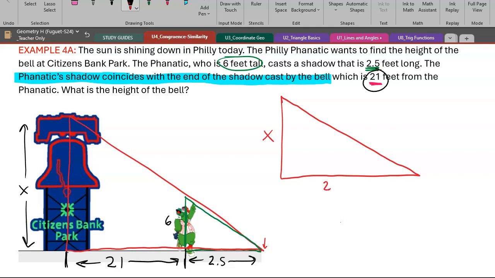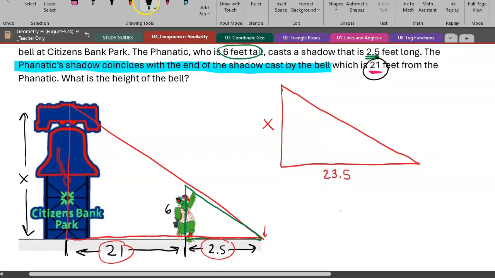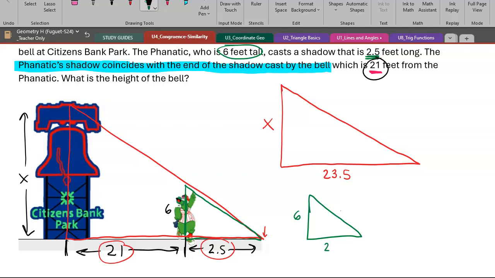We have x. Once again, that is 23.5. You would add both those numbers together to get the bell's shadow. Now the Philly Fanatic's a little bit easier to set up. His height is 6. His shadow is 2.5. So now it is time, just like all the other problems, to set that proportion up. Height of the bell, height of the Fanatic. Shadow of the bell, be very careful about that when these coincide problems, over the Fanatic's shadow.